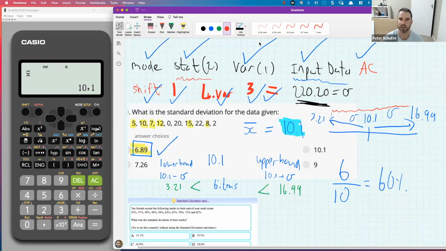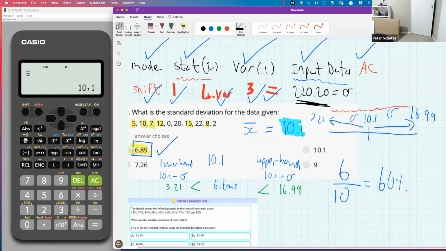Okay, Lorato, let's unmute you. Hi, sir. Hey, what can I do for you? So I just wanted to ask, when you put it into a calculator, does it matter whether or not you put the numbers in chronological order? No, order doesn't matter for standard deviation. Okay, thank you, sir.